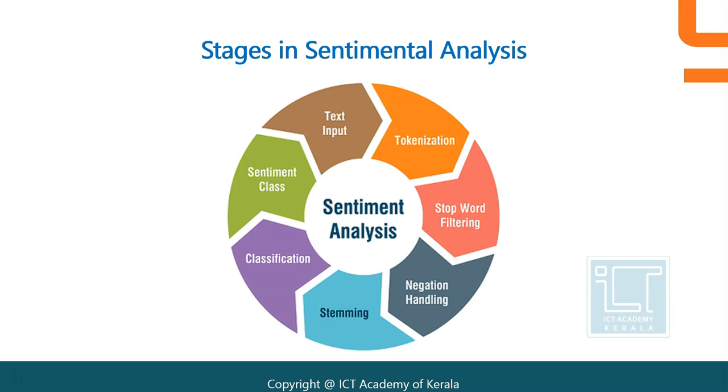The input is the text input. After that, it will go to tokenization, then stop word filtering, then handling the negations in those tokens, then stemming. After that, we will go for classification and we will put that into different sentimental classes. Tweet analysis can be considered as a subset of sentiment analysis. So let's move to our problem statement, that is to analyze the different tweets based on a subject.